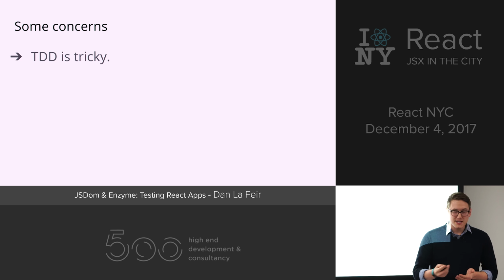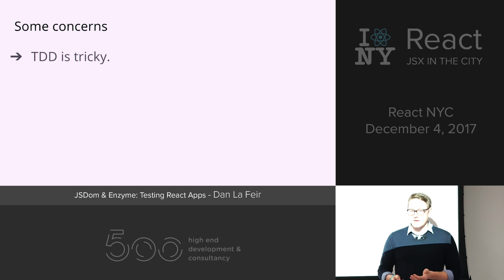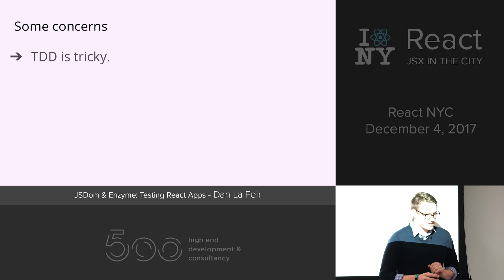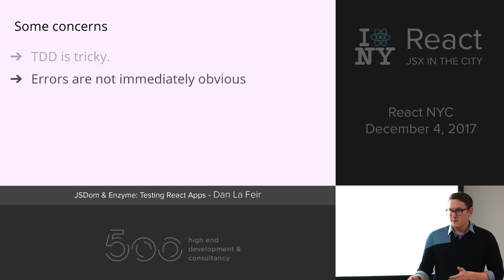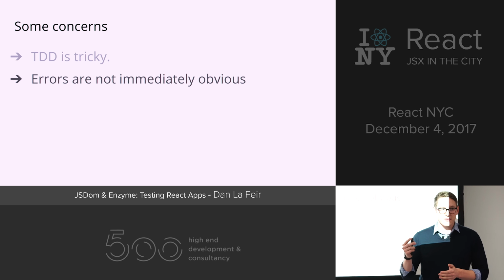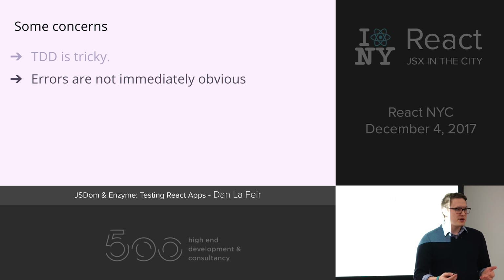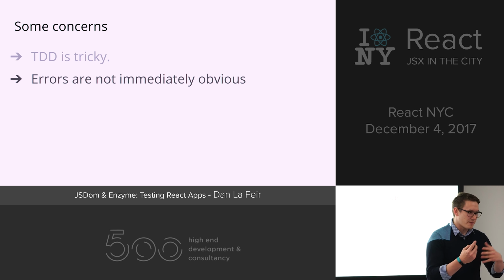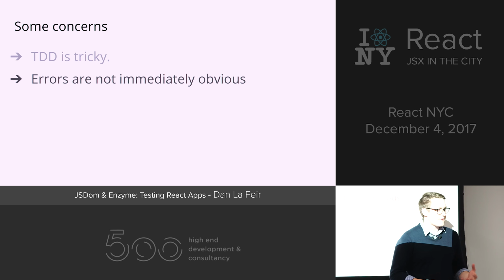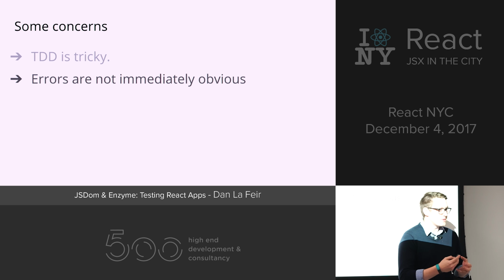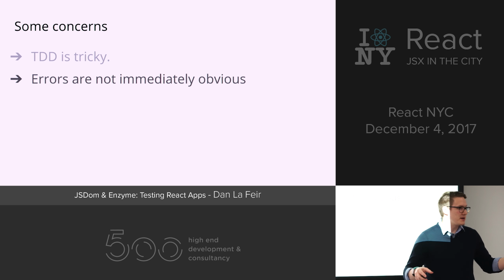I think TDD is tricky. I think this conversation gets a little hairy, so if you want to talk to me after, we can definitely talk about TDD. Errors are not immediately obvious, so I think about the scope of your test, when is it increased? The beauty of a unit test, and I love going back to Java examples, is you know exactly where that failure happened. And in this case, you might have to reconstruct the plot of the crime scene a little bit.